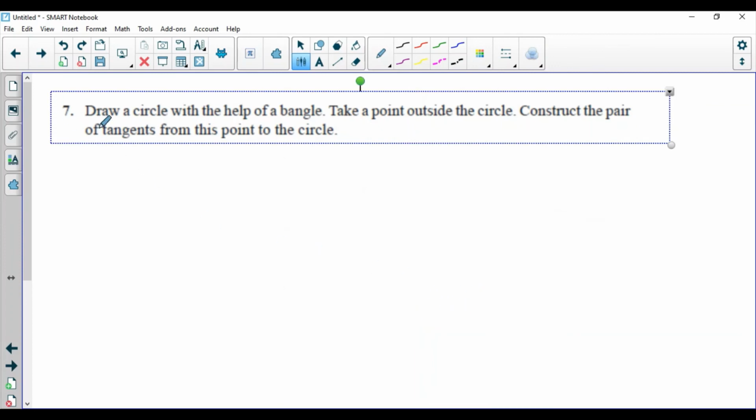Question number 7: draw a circle with the help of a bangle. That means here the radius is not given, and the center is also not given. Take a point outside the circle. So we'll draw one circle and take a point outside it. Construct the pair of tangents from this point.